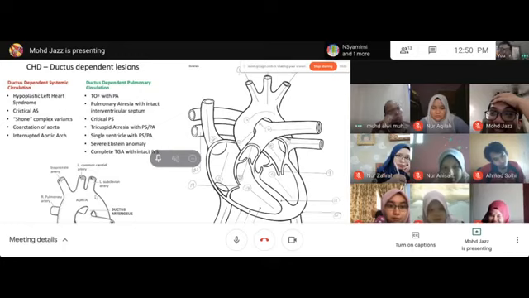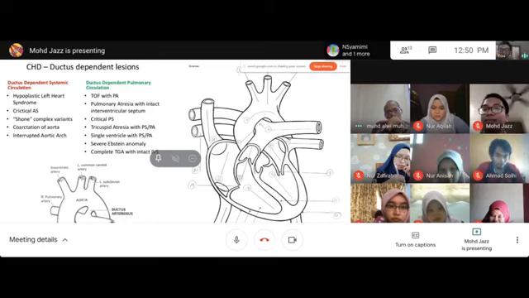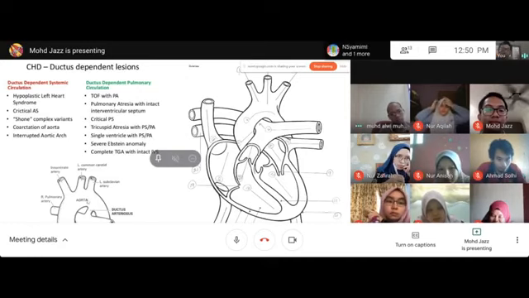Type B is in the middle. It originates in between the left subclavian artery and the left common carotid, extending to the point. I think I need to use the pointer. Yes, just point to that. That one is type B, and type C originates in between the left common carotid and the brachiocephalic artery, extending to the point proximal to the PDA.